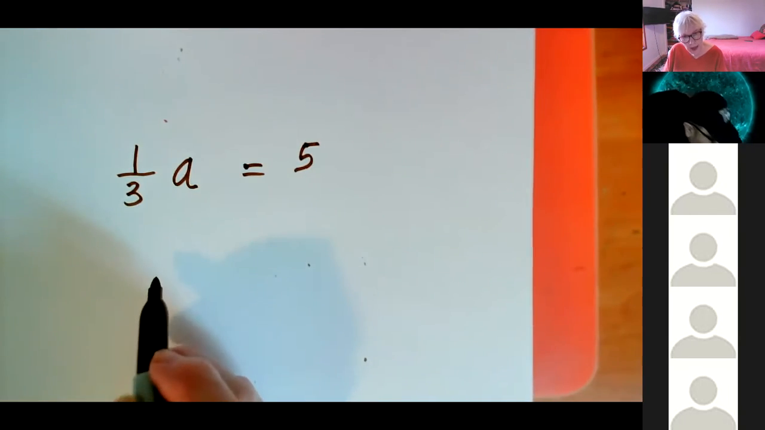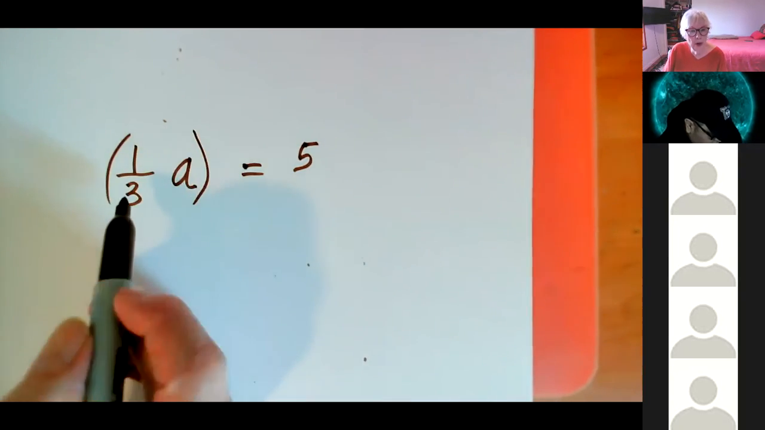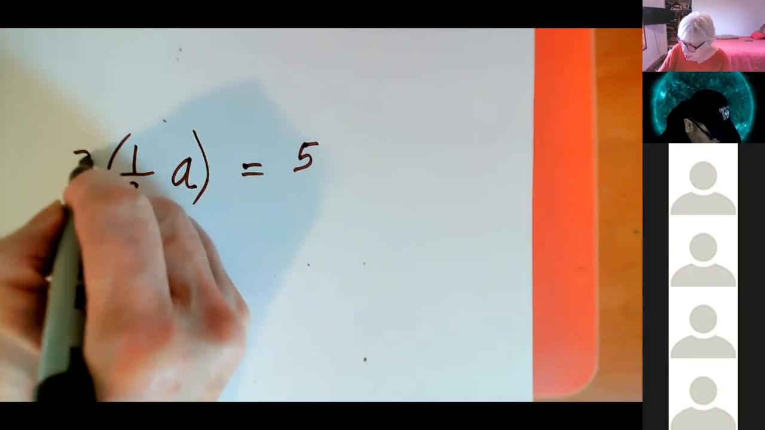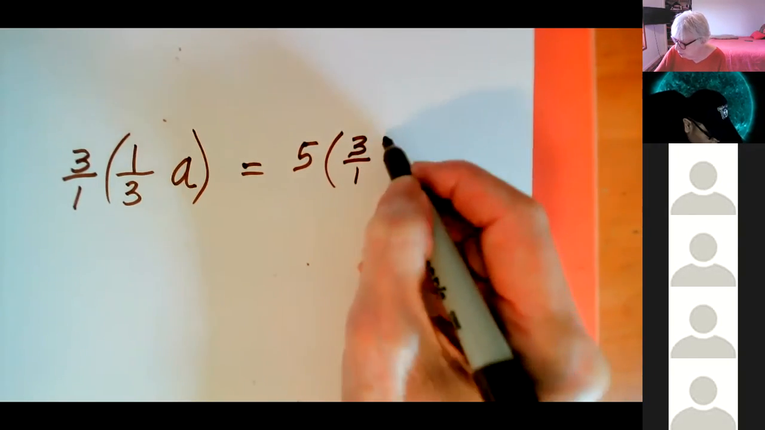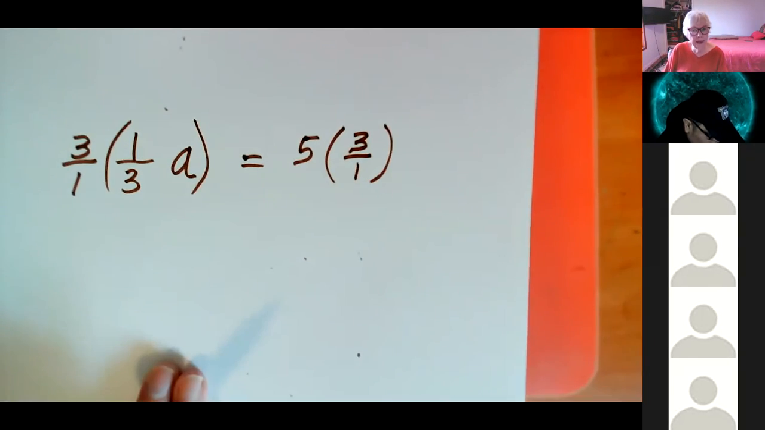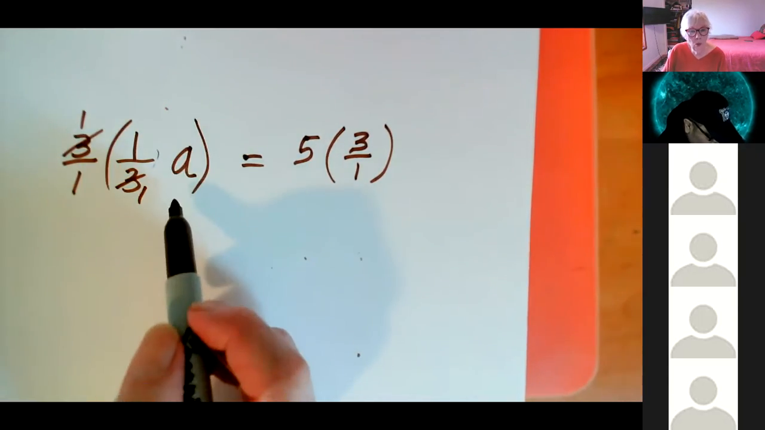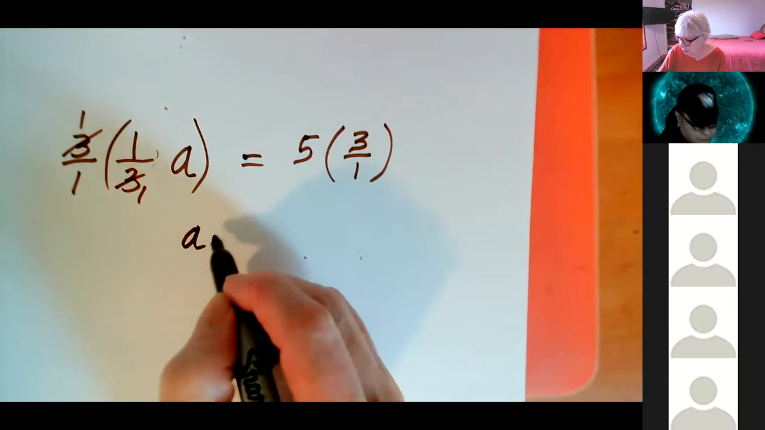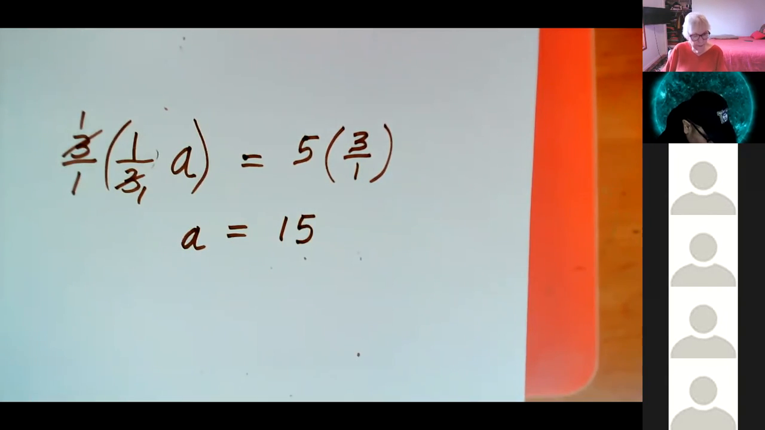Instead of dividing by 1/3, I totally recommend this other approach: multiply by the reciprocal. Multiply by the reciprocal. How do you like it? And so the 3's would cancel. This is all 1 times a, which is a, and this is 15.